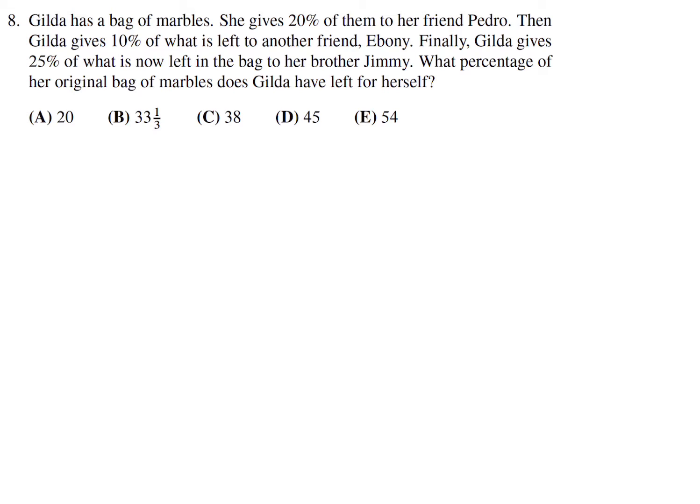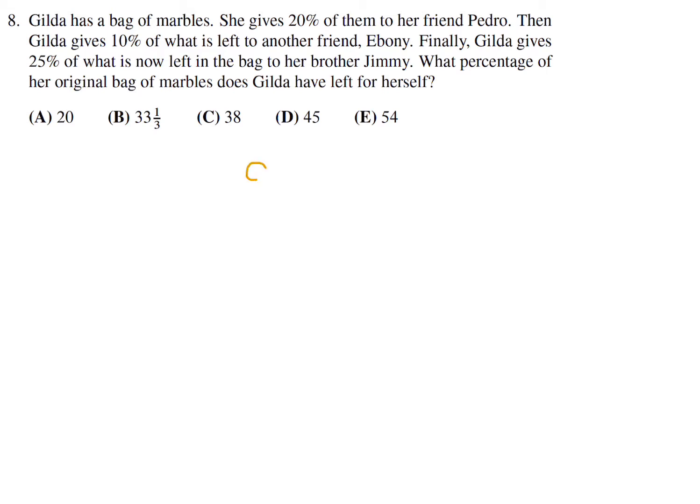Gilda has a bag of marbles. She gives 20% of them to her friend Pedro. Then Gilda gives 10% of what is left to another friend, Ehony. Finally, Gilda gives 25% of what is now left in the bag to her brother Jimmy. What percentage of her original bag of marbles does Gilda have left for herself?